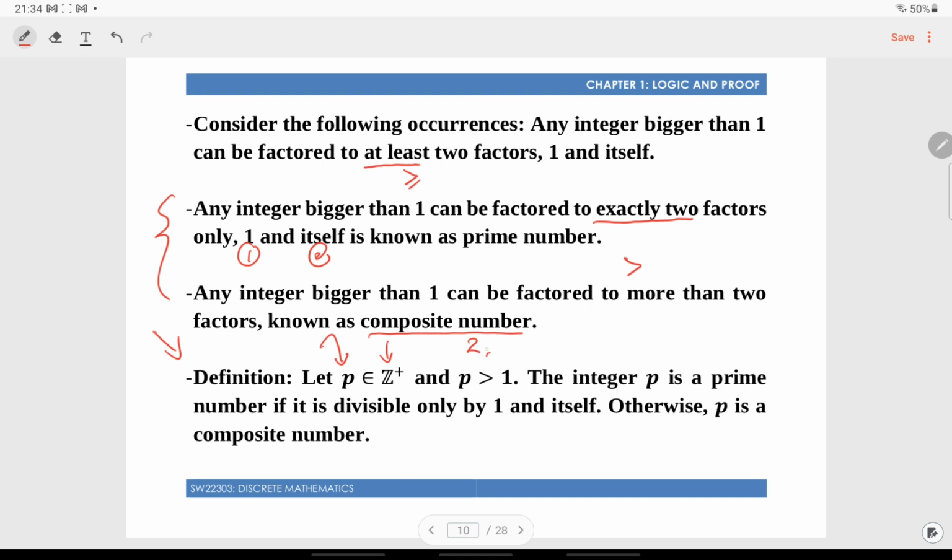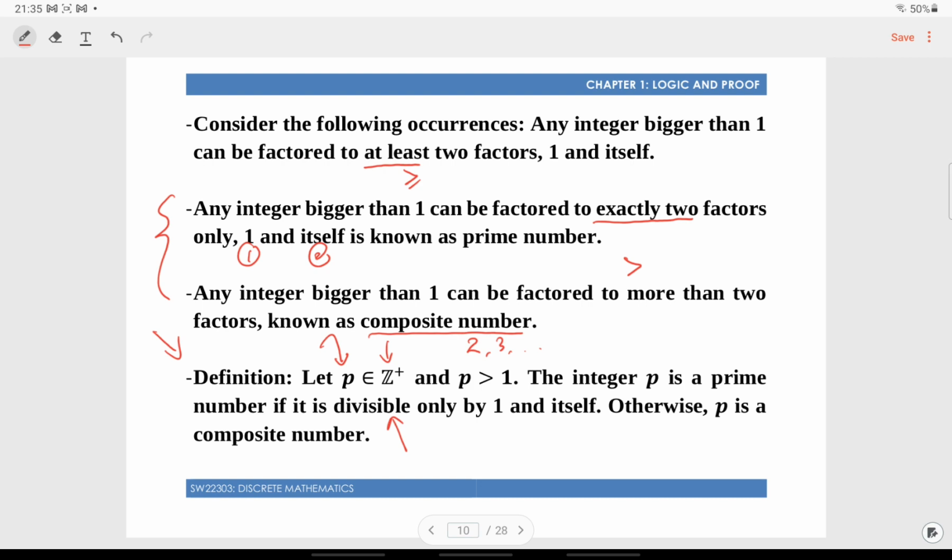So it can be 2, 3, and so on, because 2, 3, and so on satisfy both conditions. They are positive integers and they are greater than 1. Then the integer P is a prime number if it is divisible... Divisible means when we divide, there is no remainder, or in other words, when we divide, the outcome is an integer.